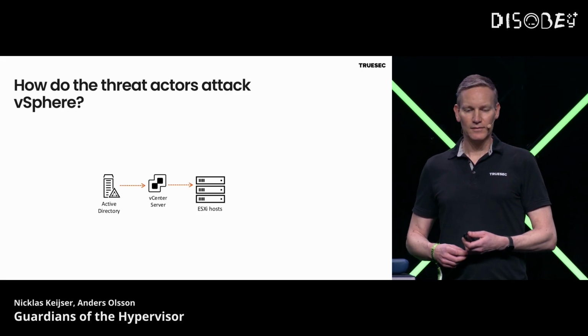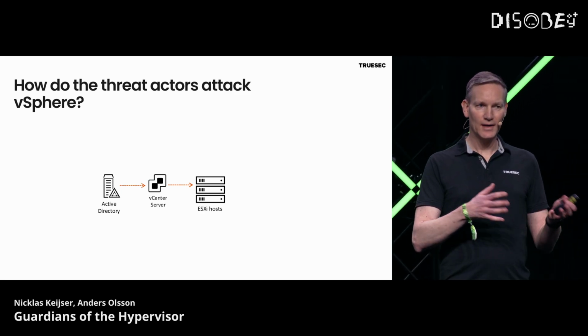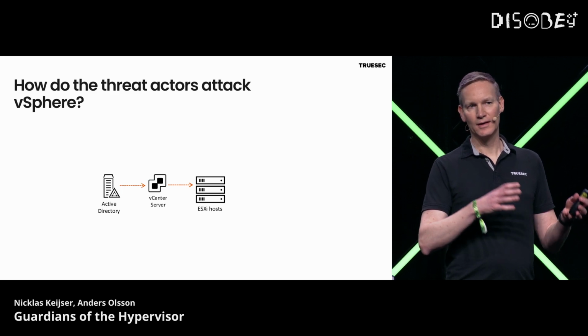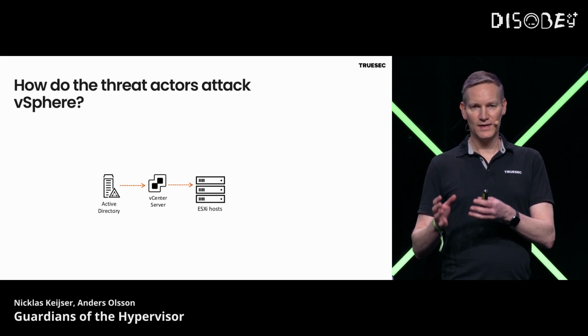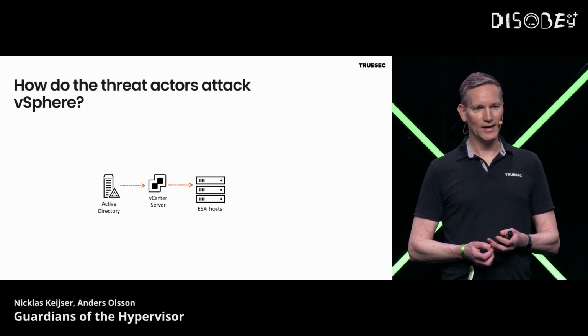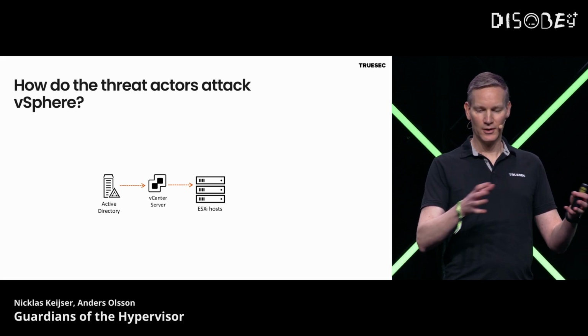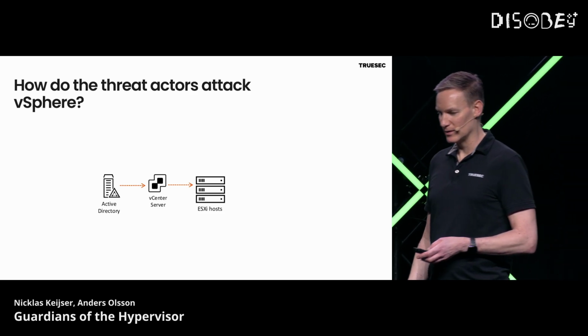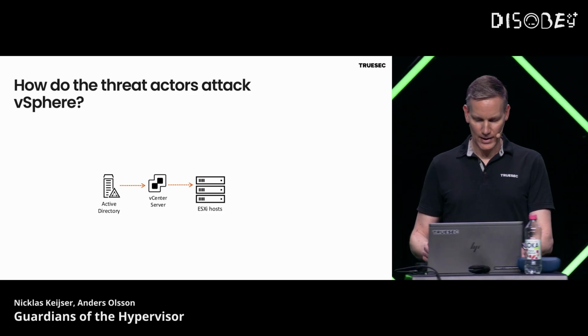And how do they get to the vCenter server? Well, they get there through Active Directory. Because a lot of organizations use Active Directory to authenticate vCenter admins. And that is not a good idea, generally. At least not if you use your good old Active Directory where all the users and other stuff lives. And how do you do this?